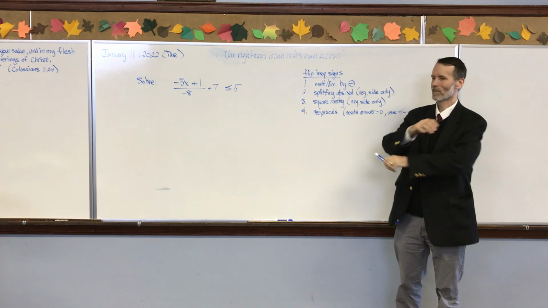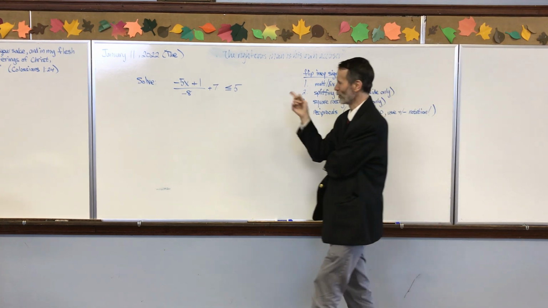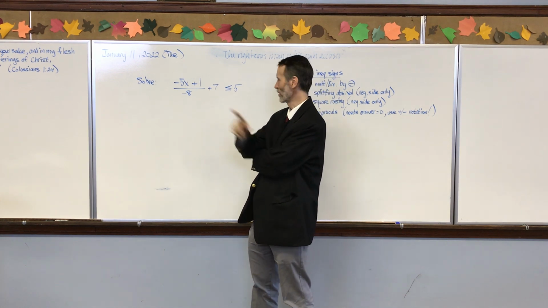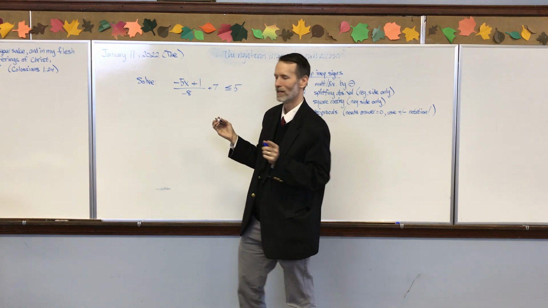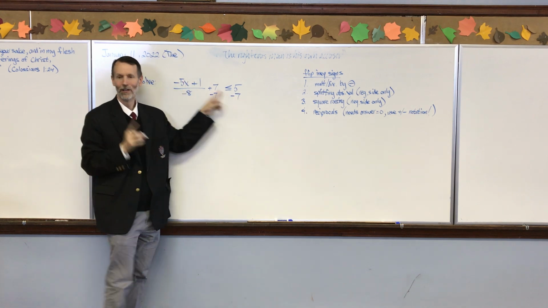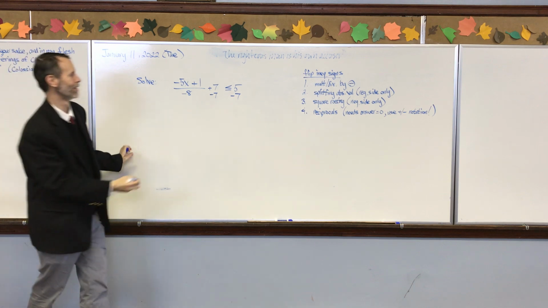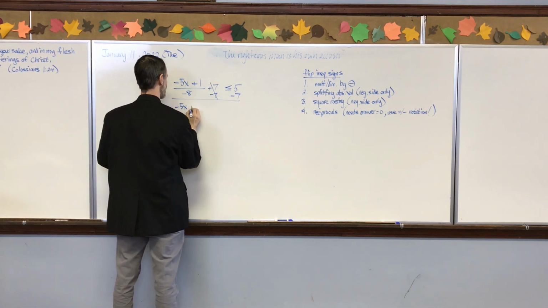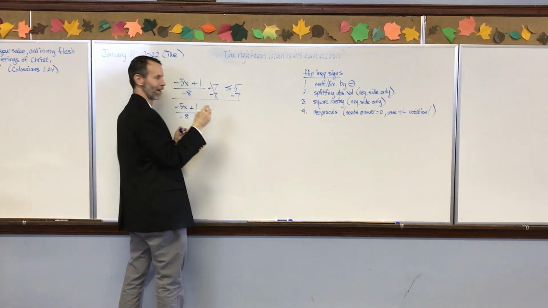For now, somebody attack this. Megan, what would you get rid of first? If I'm trying to get x by itself. The 7. How? Subtract 7. Question, does that flip the sign? No, it's not one of the four things. Adding and subtracting will never flip the sign. So cancel. So we have, I'll just write this out. Negative 5x plus 1 over negative 8 is less than or equal to what?